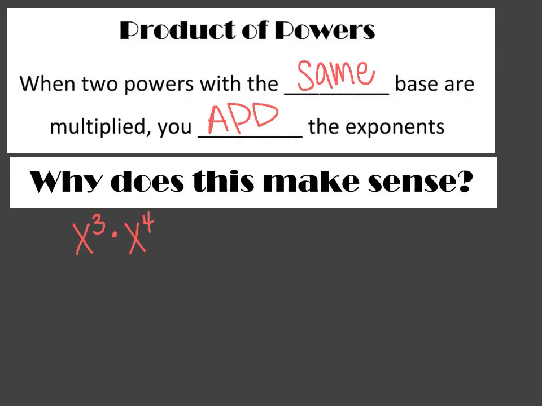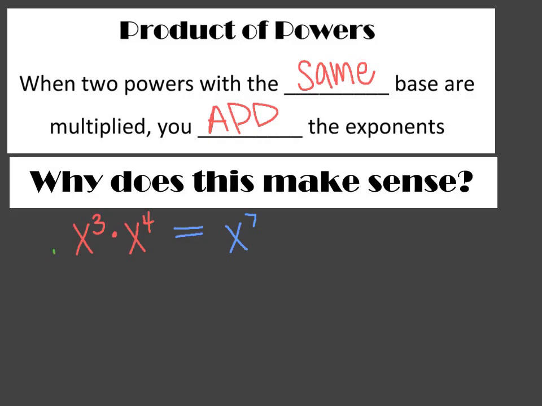So the rule tells me that when two powers with the same base are multiplied, you add the exponents. So if I look down at this example, x to the third times x to the fourth, and I use my rule, okay, since they're being multiplied, I'm just going to add up the exponents. So 3 plus 4 would make x to the 7th. So I already know that that's going to be my answer, x to the 7th. But let's try and figure out why this makes sense, okay?